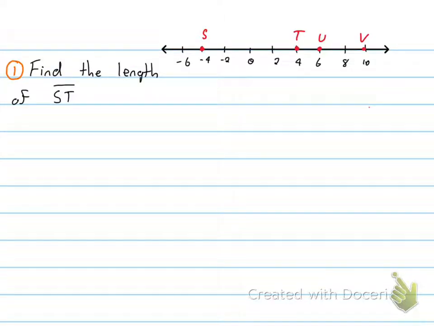So in example number 1, let's find the length of segment ST. Again, I could count either way here. So to count ST, I could start from S or T. It looks like each coordinate's going by 2, so this would be 2, 4, 6, 8. So ST would be 8 units long.